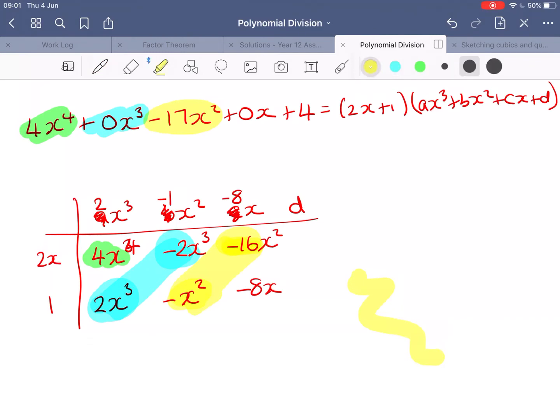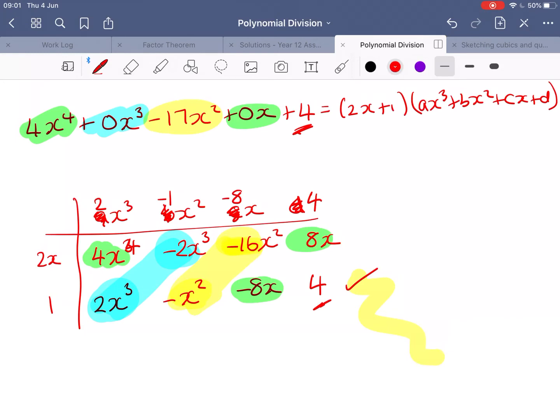And then the final bit, where do I get my x's from? Well, I get them from there and from there. I want 0 x's. So that means I've got to undo those minus 8x's. So I need 8x there. So 2x times d makes 8x, which makes my d the number 4. And then I check, fill in the column. 4 times 1 is 4. Guess what? My check has worked.